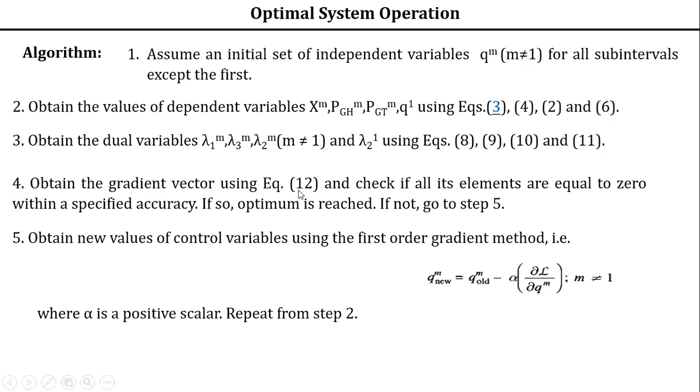Again find the gradient from 12. Check whether it is within the limits or not. If it is, stop. Otherwise, again go to step 5. Next, again you find the new value with the positive scalar alpha value, and again come back. So this process keeps on repeating. These are the algorithm steps.